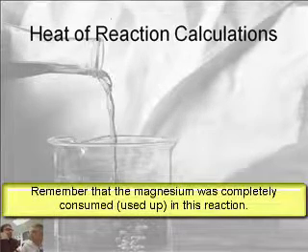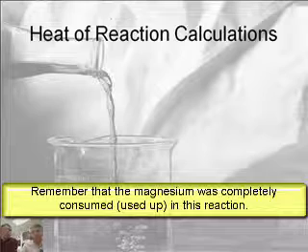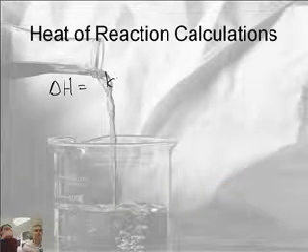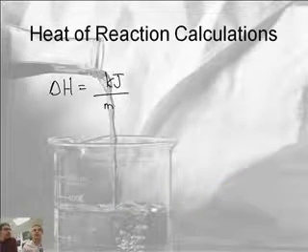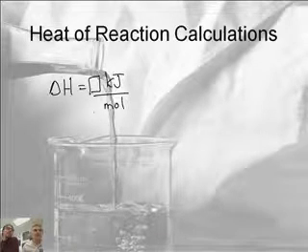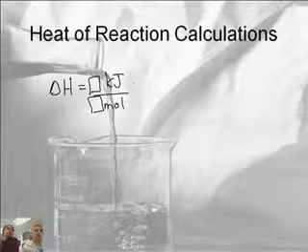As I watched the experiment occur, I saw the magnesium completely be consumed. So if all the magnesium got used up, then that's our limiting reactant. So the delta H is going to be the kilojoules of the reaction divided by the moles of magnesium in this case. So here's our reaction. We need to find the kilojoules and we need to find the moles.